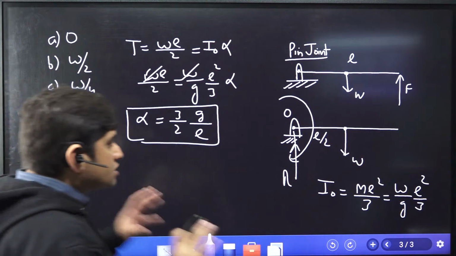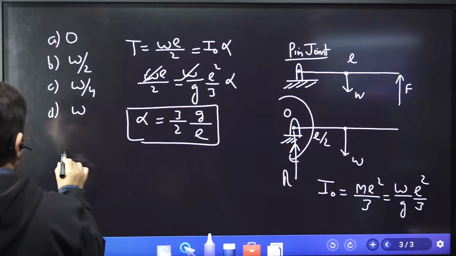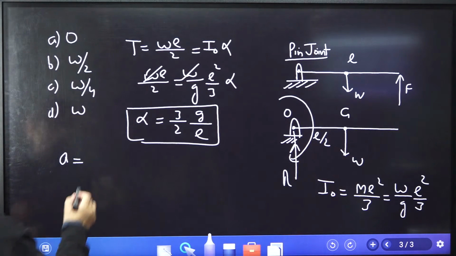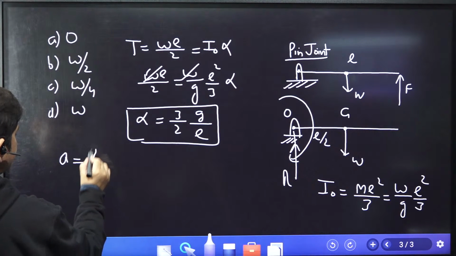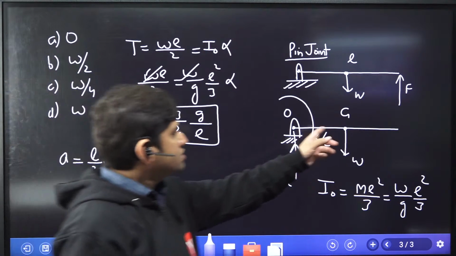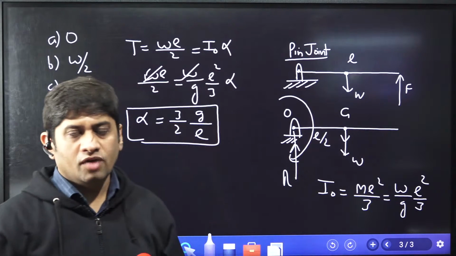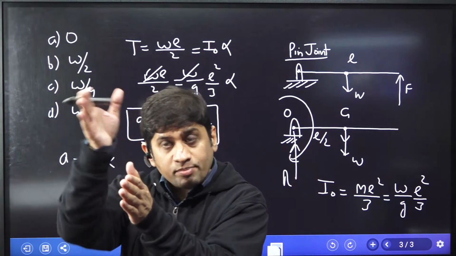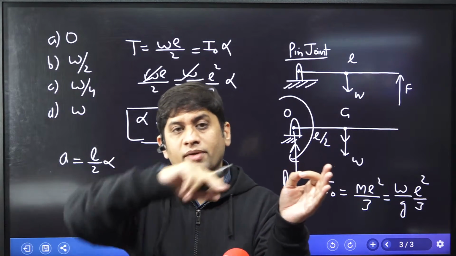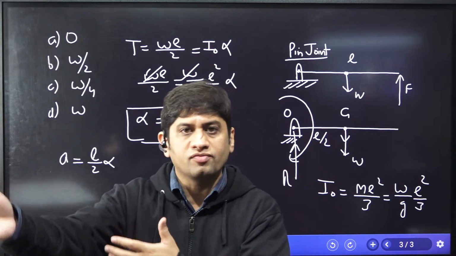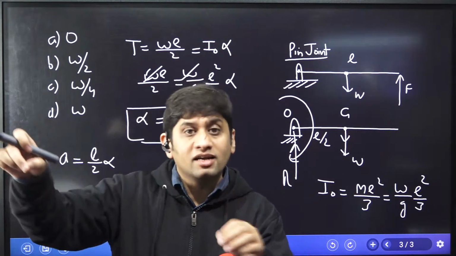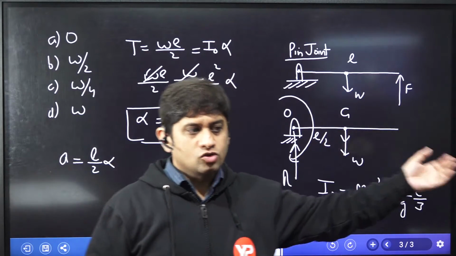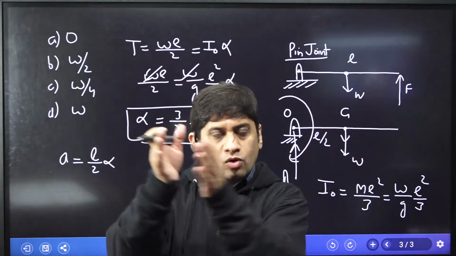Now, if this body has alpha, don't you think this body has acceleration also at the center of mass, and that acceleration is equal to L by 2 into alpha. If I ask you what is the acceleration of center of mass, you will say, sir, it is the distance of that center of mass from the hinge point multiplied by angular acceleration. V is equal to r omega, a is equal to r alpha. So r is the radial distance from center of rotation to that point. And why am I taking center of mass? Because this is a uniformly distributed body.